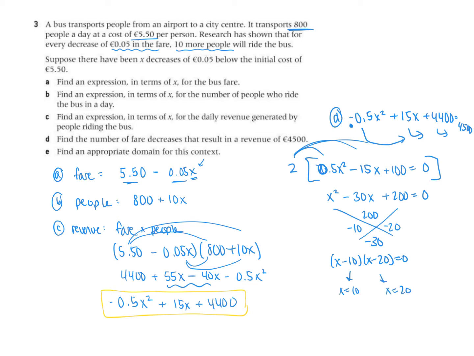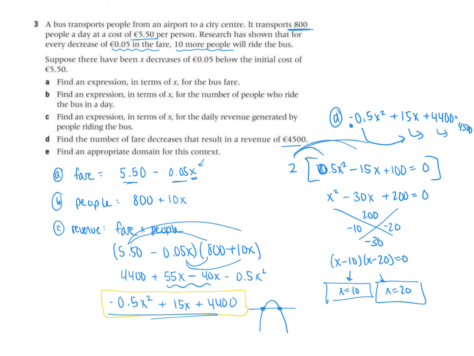So basically they can decrease it by 5 cents 10 times or 20 times to make a revenue of 4,500. That's because this quadratic goes downwards, so we're going to have 2 x's when y is 4,500. So to get a revenue of 4,500, they can either decrease it 10 times or 20 times.